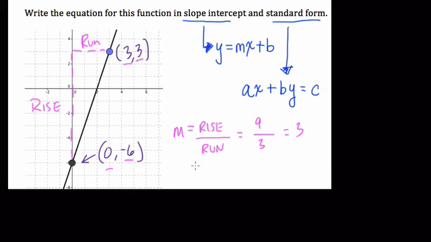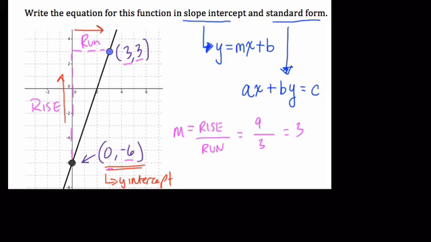Or, when you're given a graph, I suggest counting, because here I notice that we go up 9 and over 3 as well. So it's 9 over 3. And again, that can be calculated here as well. This point that they're giving us, this 0, -6, this is your y-intercept. And that's the b value in the function.